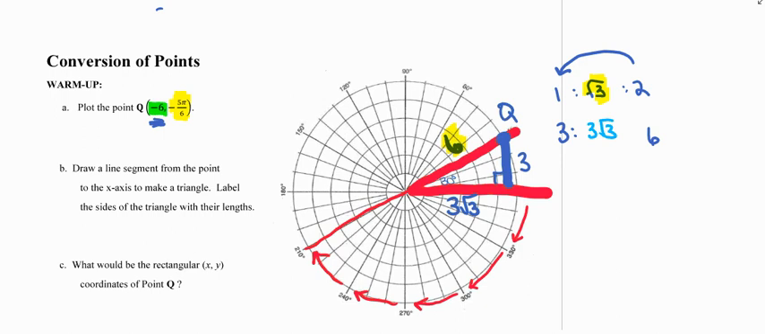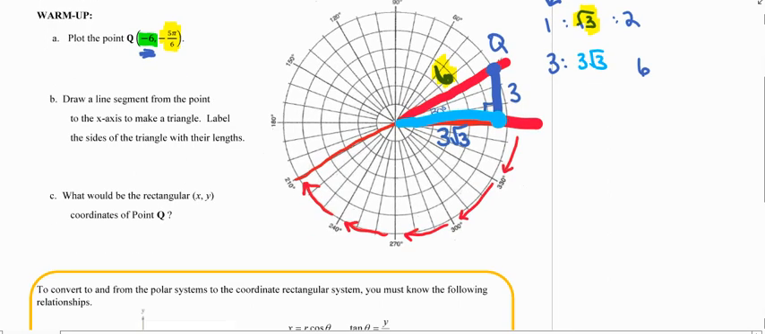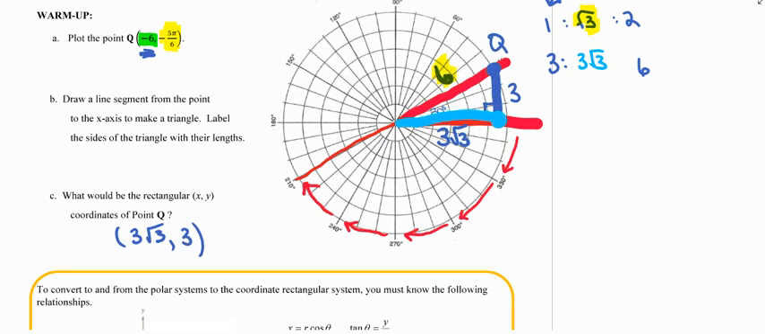Believe it or not, we're almost at the finish line here. Part C wants to know what would be the rectangular coordinates of point Q. Well, point Q is located 3√3 units to the right of the origin and 3 units up from the x-axis, making its rectangular coordinates 3√3 because that's how far we moved in the x direction, and 3 is the number of units moved in the y direction. So its rectangular coordinates are (3√3, 3).